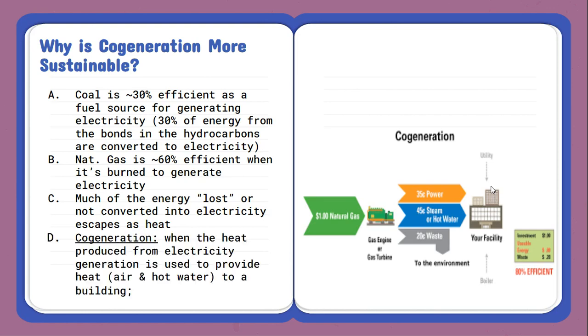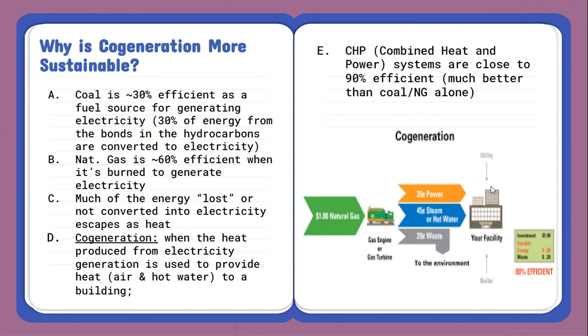So, through a process known as cogeneration, any of that leftover or lost heat can actually be used to heat the building itself, or maybe even heat water once again for that building. And so, having a more combined heat and power system can be closer to now 90% efficiency rather than 30% or only 60% efficient.